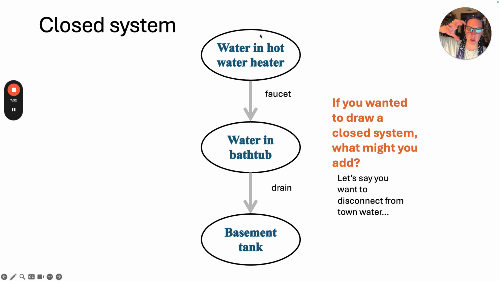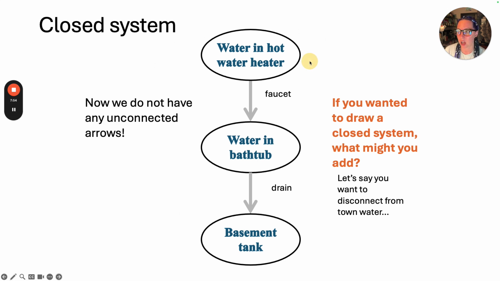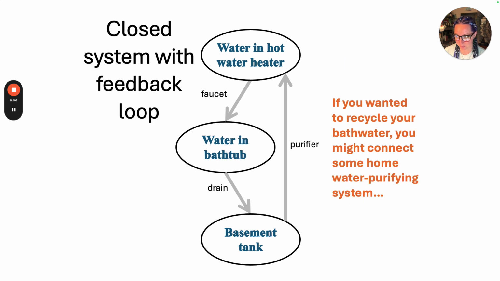your closed system would include your own hot water heater, water in the bathtub, which would drain out into a basement tank. Of course, this is considering you wanted to draw a more closed system, so you would disconnect from the town water. How would you make this a completely closed loop, basically going from your basement tank back to your hot water heater? What could you add here? Now we don't have any unconnected arrows, but if you wanted to really close it up with a feedback loop, you would add a purifier, right?